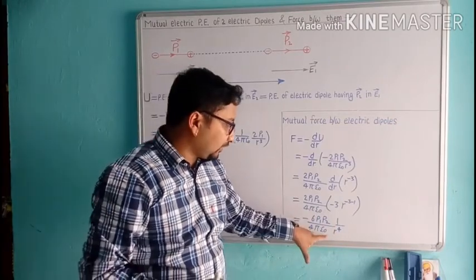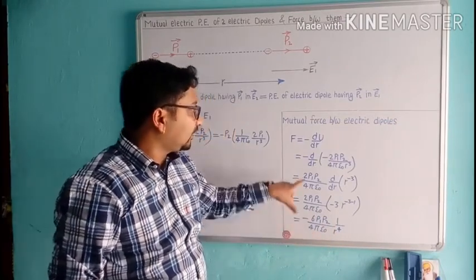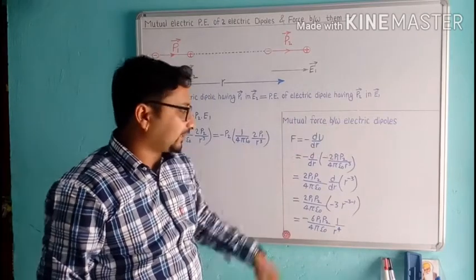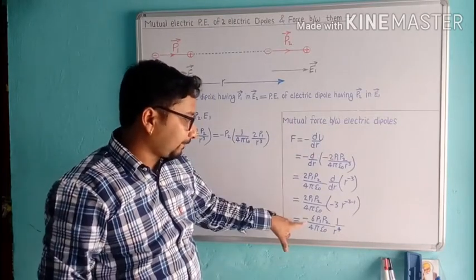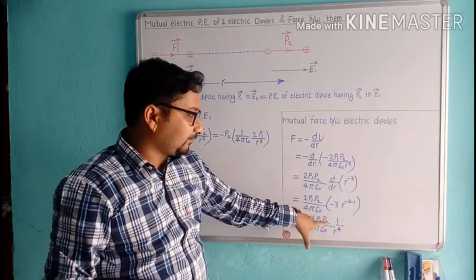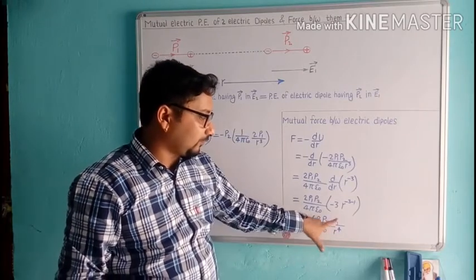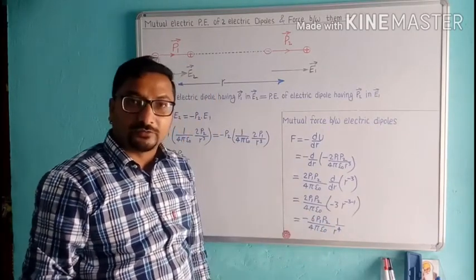So this is the mutual force between electric dipoles: minus 6 P1 P2 upon 4 pi epsilon naught, 1 upon R to the power 4.